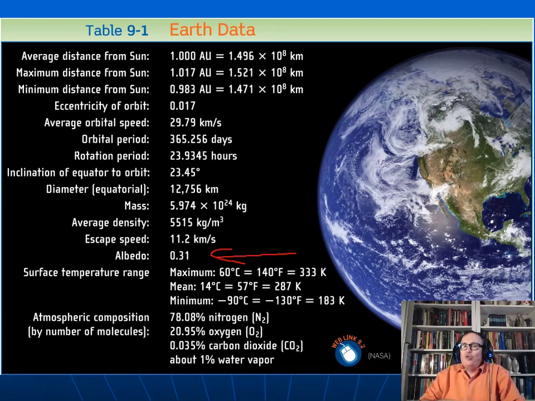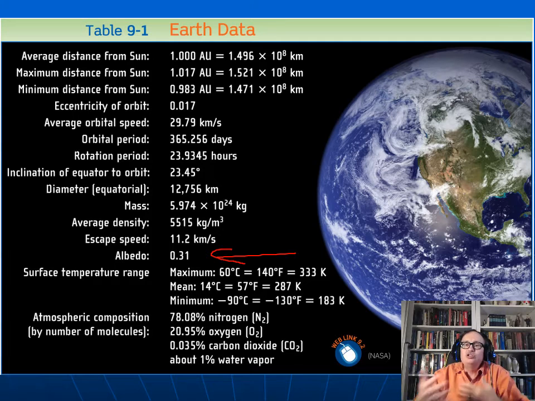Average about 0.3. That means we reflect roughly a third of the light that hits us. About 30% of the light that comes from the sun reflects back off into space. The rest of it is absorbed. That's what's heating the Earth. If we increase the albedo, we reflect more light into space. If we decrease the albedo, we absorb more light.